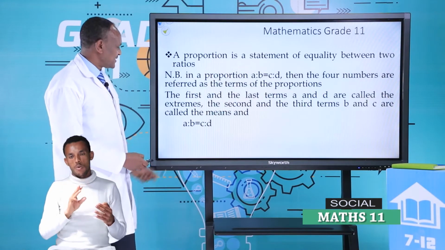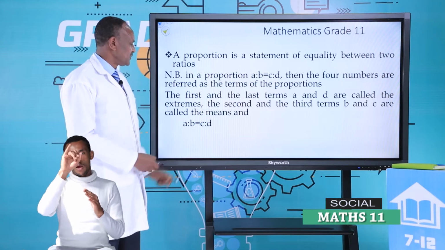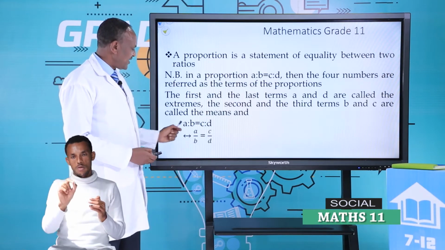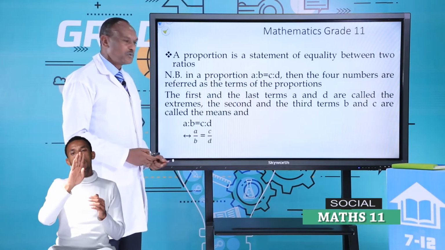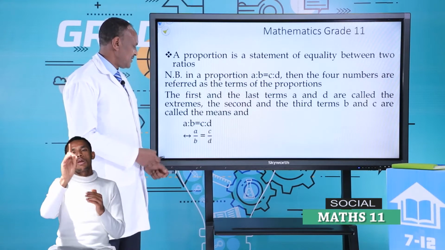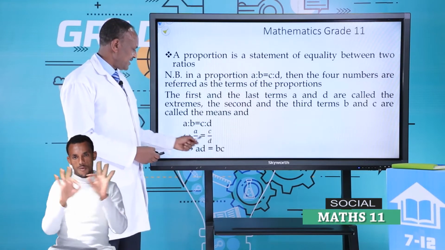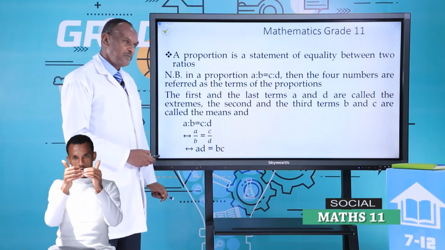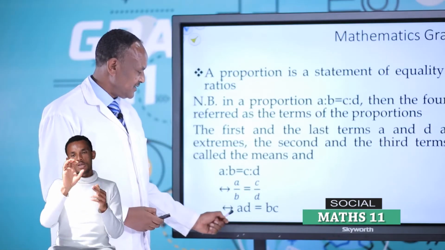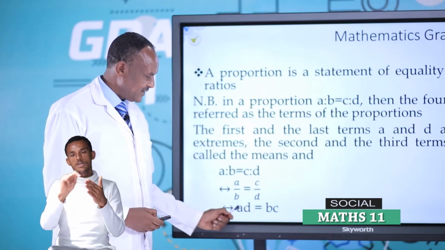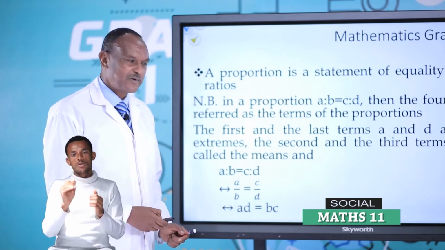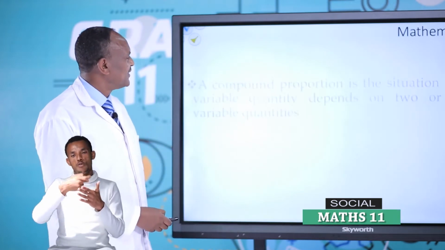We can represent A to B is equal to C to D, which means A over B is equal to C over D. When I cross multiply, A times D is equal to B times C. That means the product of the extremes is equal to the product of the mean values.